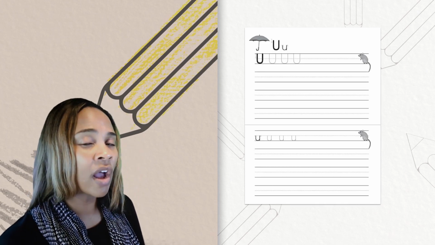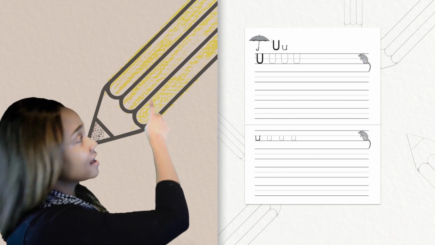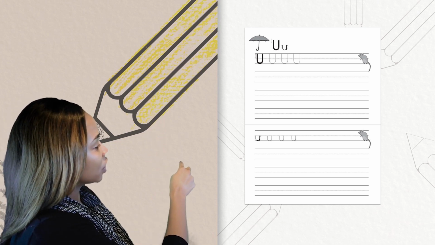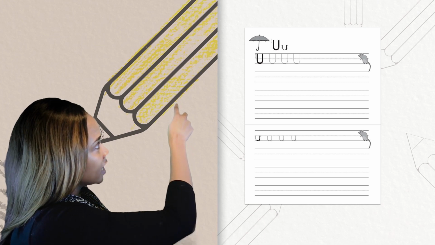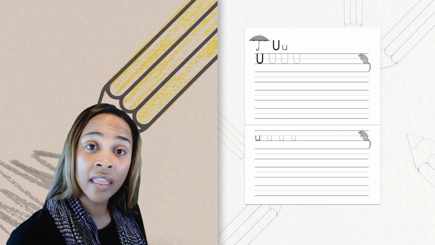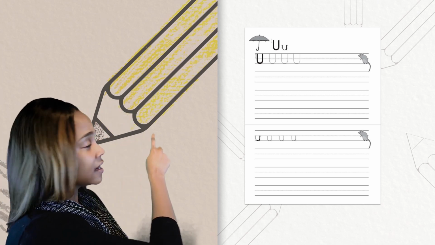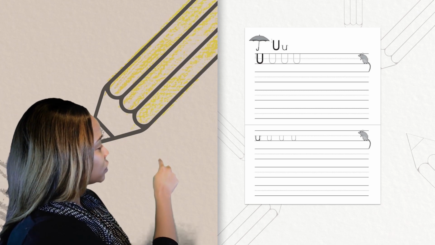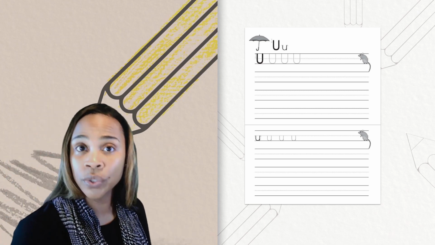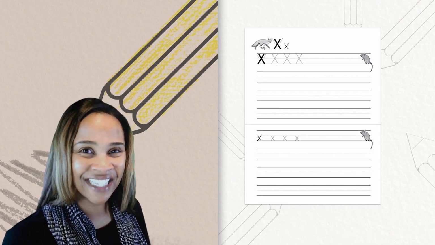Now let's make our uppercase U. Starting at the headline, coming all the way down to the foot line, curving around and going straight back up to our headline. Now let's make the lowercase u. Starting at the belly line, coming all the way down to the foot line, making a curve and going back up to the belly line. Now let's make our last letter.